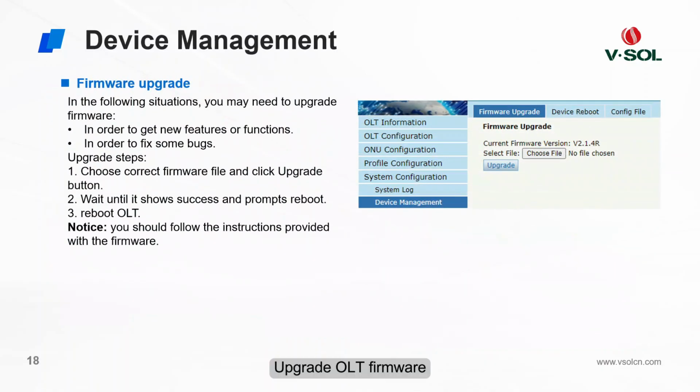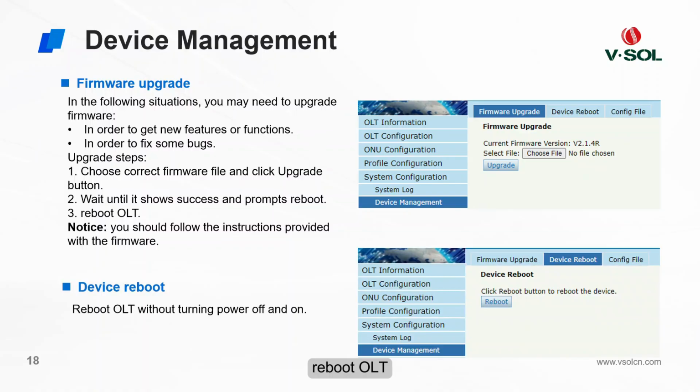Upgrade OLT firmware. In the following situations, you may need to upgrade firmware: in order to get new features or functions, or in order to fix some bugs. Upgrade steps. Step 1. Choose the correct firmware file and click the Upgrade button. Step 2. Wait until it shows success and prompts reboot. Step 3. Reboot the OLT. Please notice that you should follow the instructions provided with the firmware. Reboot OLT. Click the Reboot button to reboot the OLT without turning power off and on.